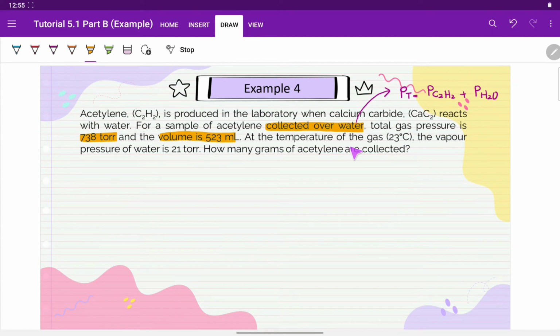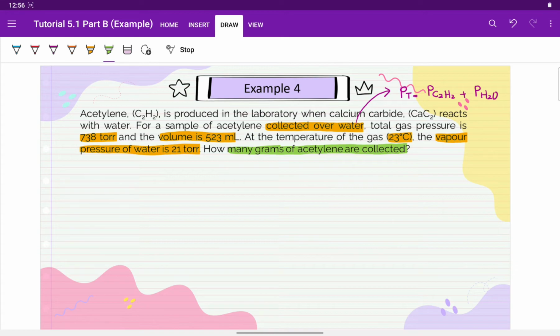So, at the temperature of the gas, which is 23 degrees Celsius, the vapor pressure of water is 21 torr. So, dia bagi dekat sini, vapor pressure of water is 21 torr. So, maksudnya yang ini. Okay, partial pressure for this one. So, how many grams? So, soalan minta kita cari how many grams, okay, of acetylene are collected. Kita nak tahu berapa banyak acetylene yang dikumpulkan. Gas tu yang terhasil. Okay. Apa yang boleh buat dekat sini?